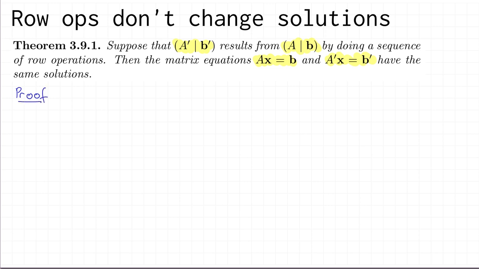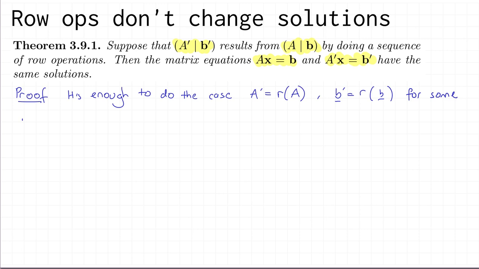First observation is that it's enough to do the case when the new augmented matrix arises from doing a single row operation. Because if we know that one row operation doesn't change the solutions, then doing another row operation also won't change them, and another won't change them, and so on. So it's enough to do the case when A prime is the result of doing a single row operation R to A, and B prime is of course obtained by doing the same row operation to B, for some row op R.